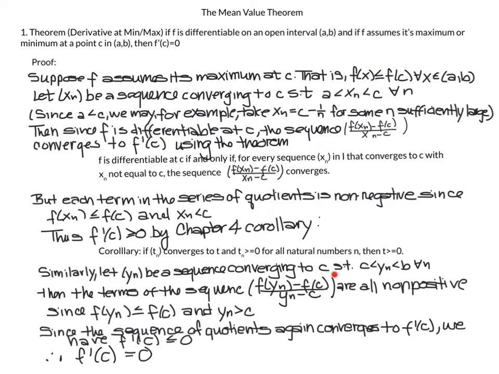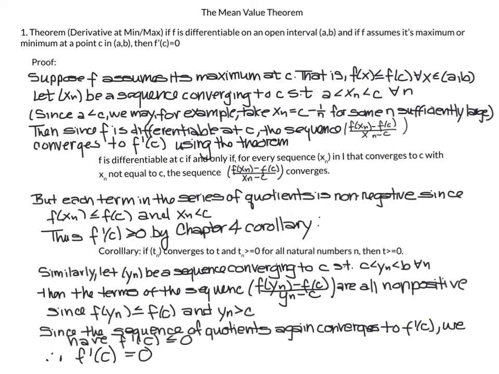We can do something similar with yn. This is a sequence converging to c, but in this case it's converging to c from the right. In other words, yn is greater than c and less than b. Just compare that to here. So now we're converging to c from the right. The terms in this sequence are all non-positive for similar reasons, and the sequence of quotients again converges to f prime of c.